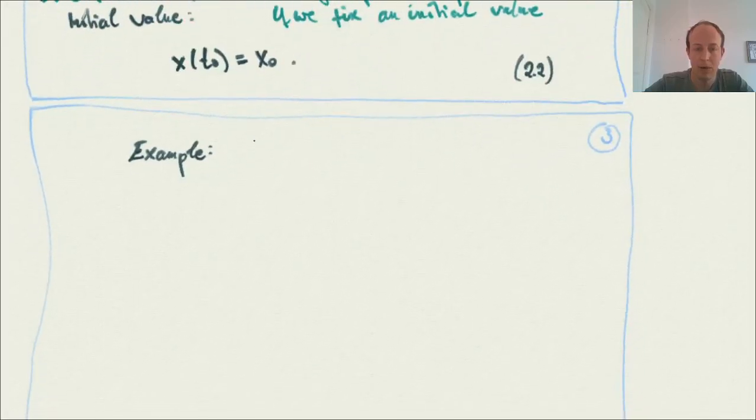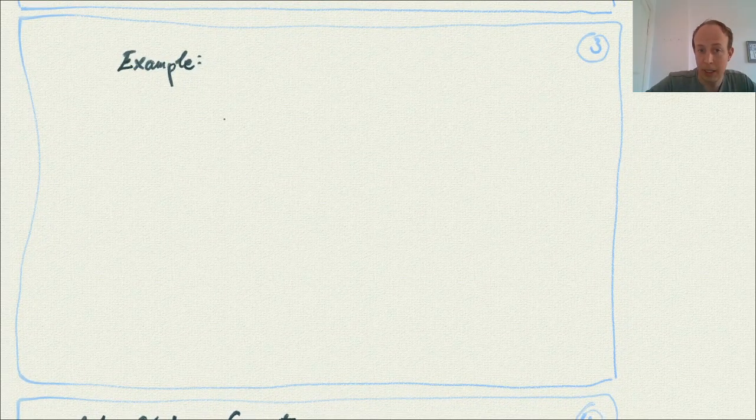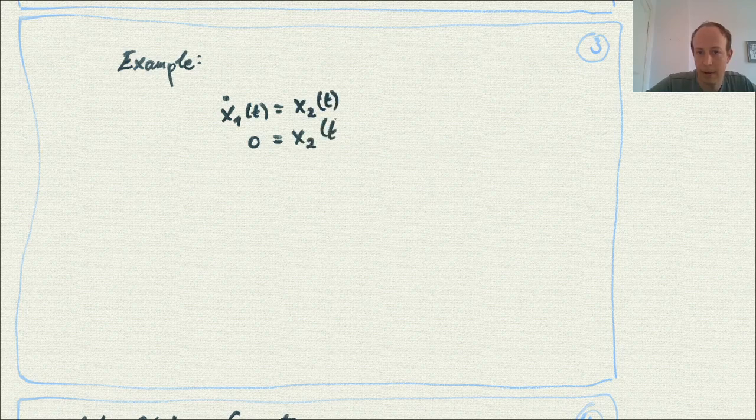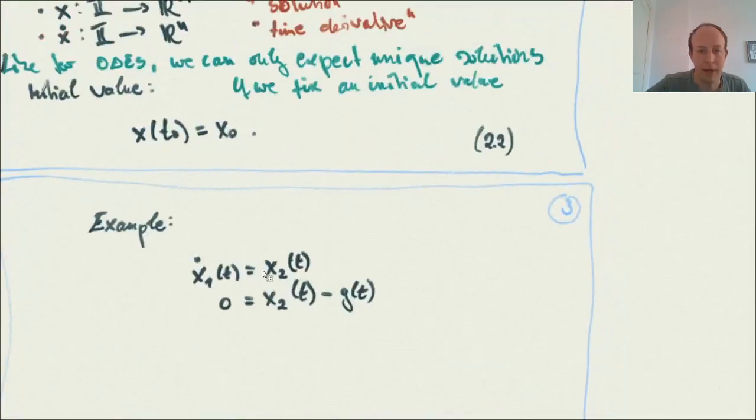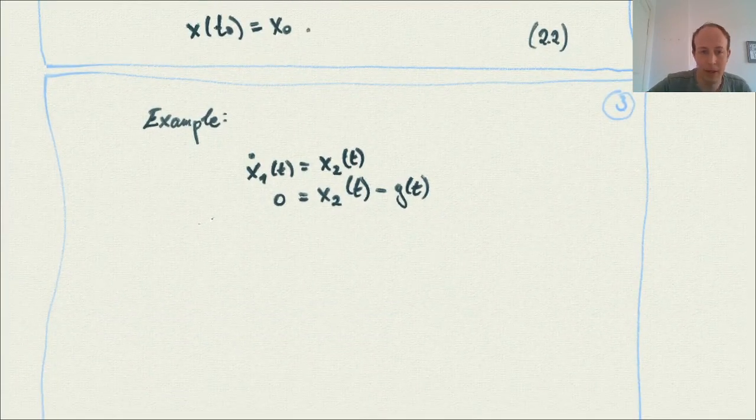Here I now just wanted to write down an example. Maybe the easy example that we have had from before, like x1 dot of t is x2, and 0 is x2 of t minus g of t. Well, and then think of what is the f, what is the x, and so on.